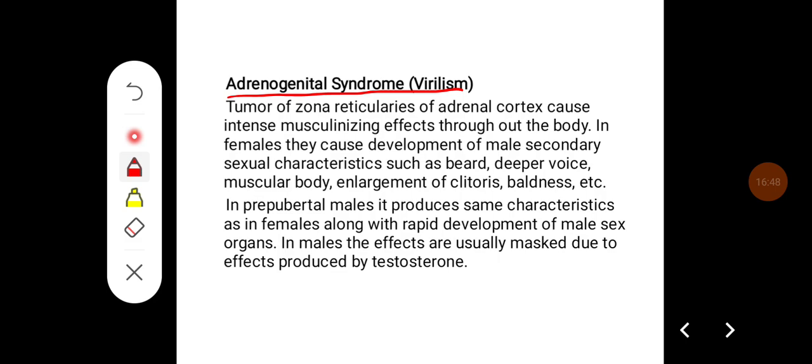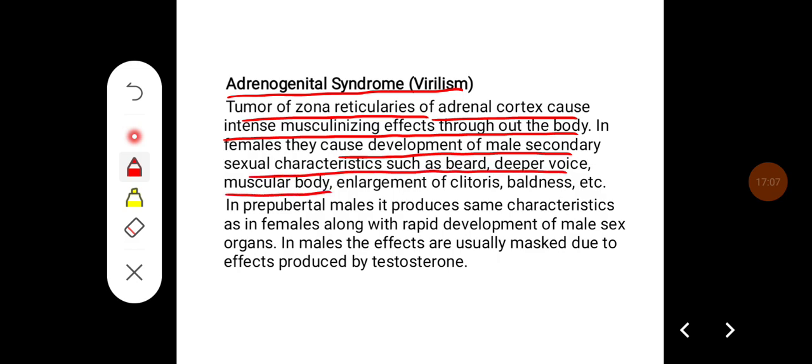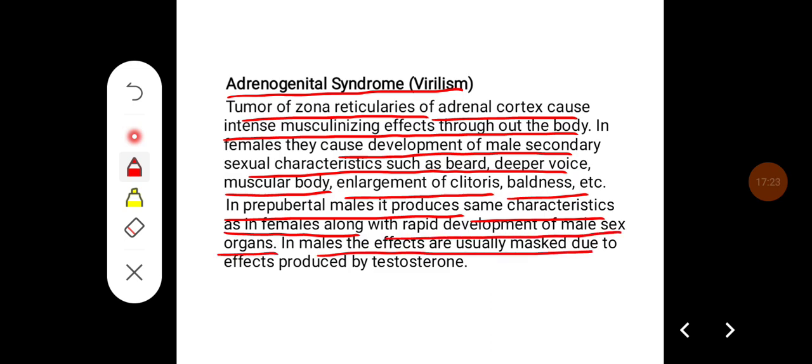Adrenogenital syndrome, which is also called virilism, occurs because of a tumor in the zona reticularis of the adrenal cortex, which causes an intense muscularizing effect throughout the body. In females, it causes development of male secondary sexual characters such as beard, deeper voice, muscular body, enlargement of the clitoris and baldness. In prepubertal males, it produces the same characteristics as in females, along with rapid development of male sex organs. In males, the effects are usually masked due to the effect produced by the testosterone.